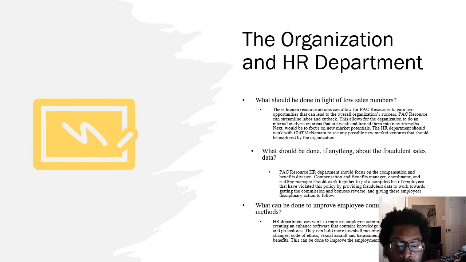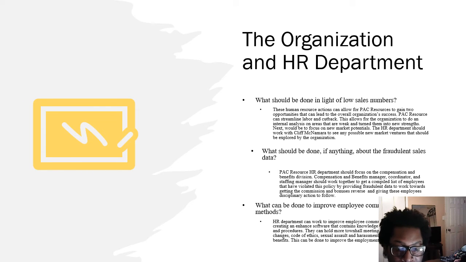This allows for the organization to do an internal analysis on the areas that are weak and turn them into strengths. Next would be to focus on new market potentials. The HR department should work with Cliff McNamara to see any possible new market ventures that should be explored by the organization. Question 2. What should be done, if anything, about the fraudulent sales data?